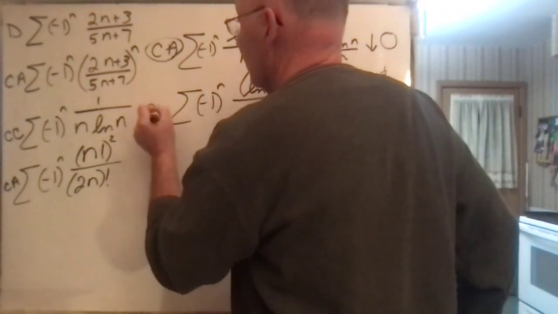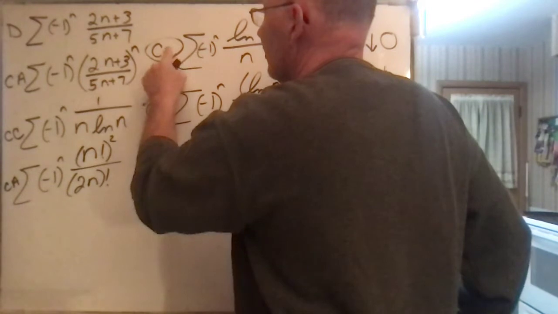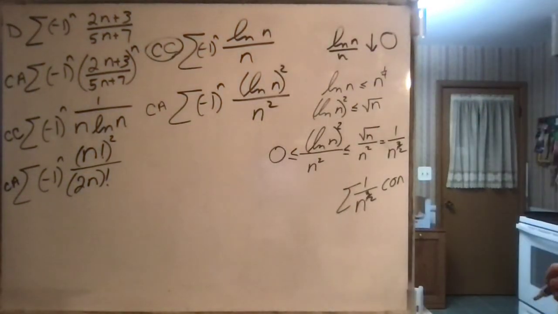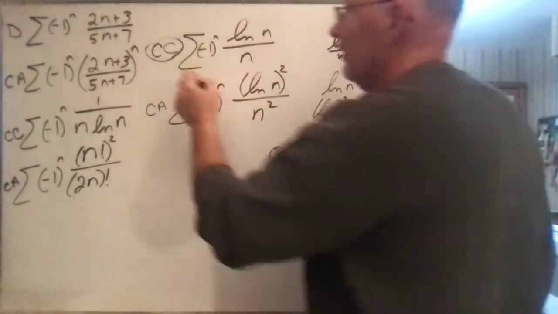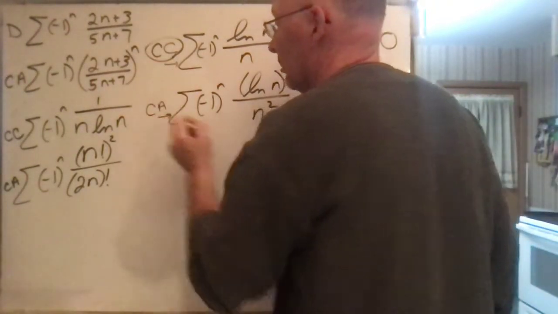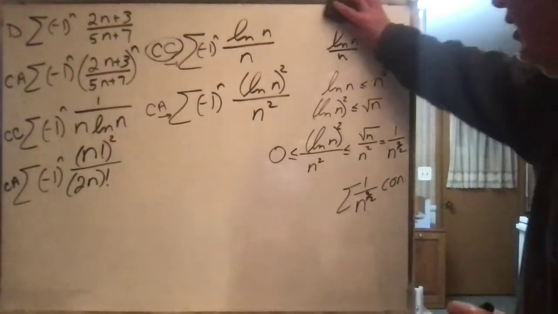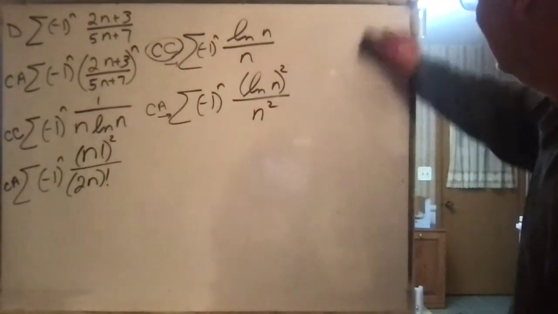Oops, I made a mistake here. Excuse me. This one here should have been conditionally. I hope you caught that one. That one converges conditionally. This one converges absolutely. Okay, very good. Let's try another one.